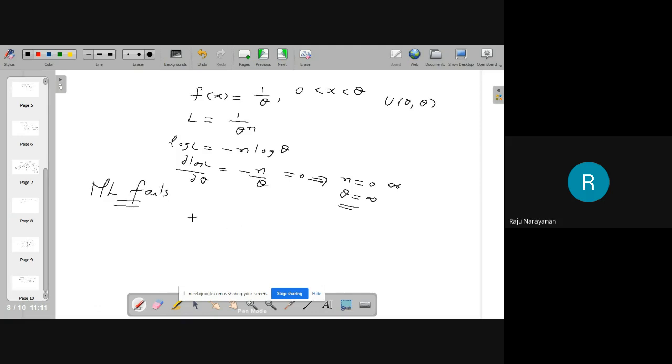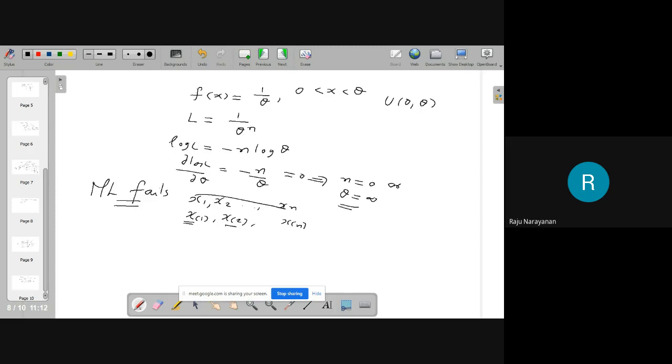Therefore, necessity is the mother of creation. We need some estimate for theta. What is to be done? You have the observations x1 to xn. Arrange them according to the magnitude. What is x(1)? Minimum of these n values.